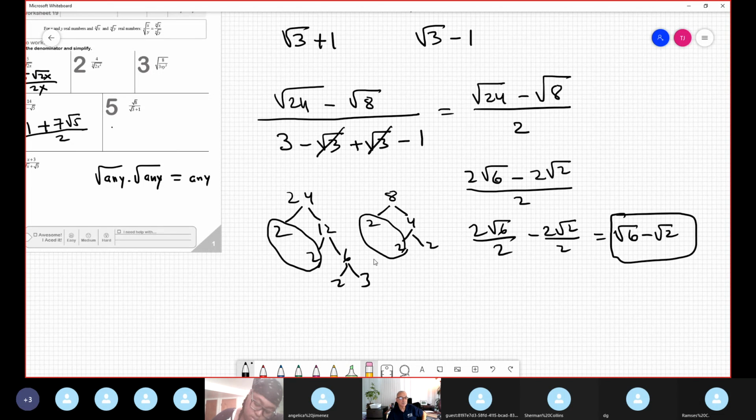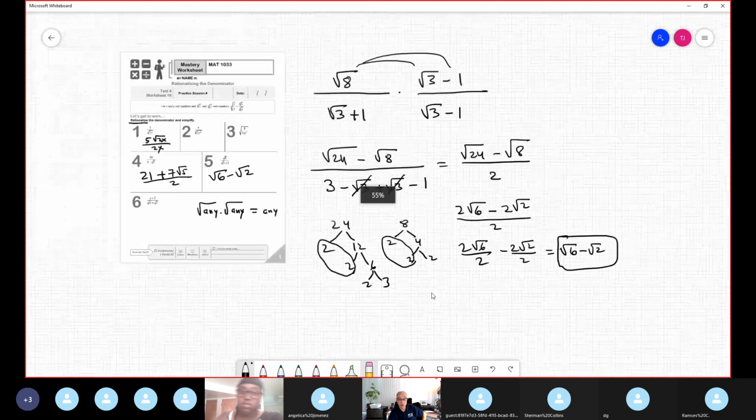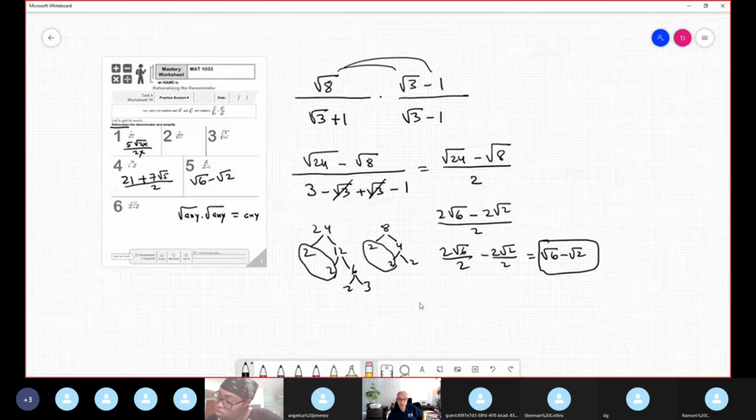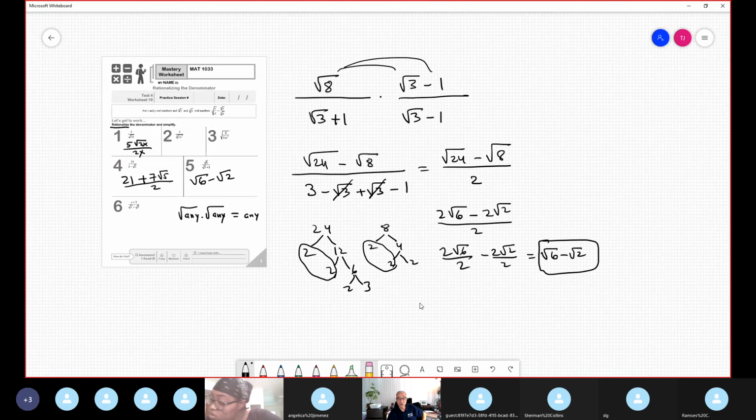So you always try, you don't know, but you try to simplify. How do you try? Well, you take the number inside the radical, you break it down, and you see if you have a couple or not. In this case, a couple because it's a square root. If it's a cubic root, 3 by 3, if it's a fourth root, 4 by 4, and so on.